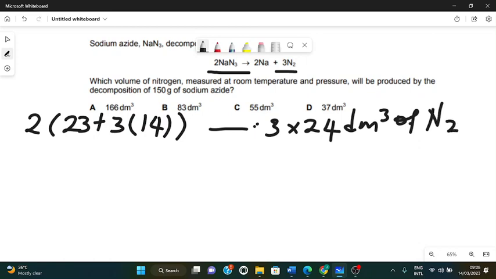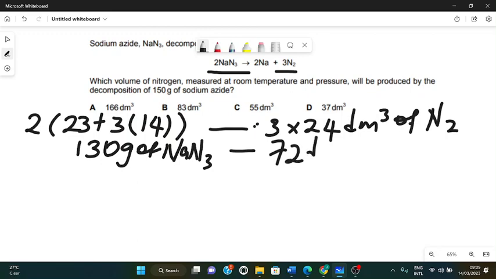Remember, 1 mole of nitrogen occupies a volume of 24 dm³. So let's calculate the mass of 2 moles of sodium azide, which is 23 plus 3 times 14, then times 2. The mass of 2 moles of sodium azide is 130 grams. So 130 grams of sodium azide decomposes to produce 72 dm³ of nitrogen.